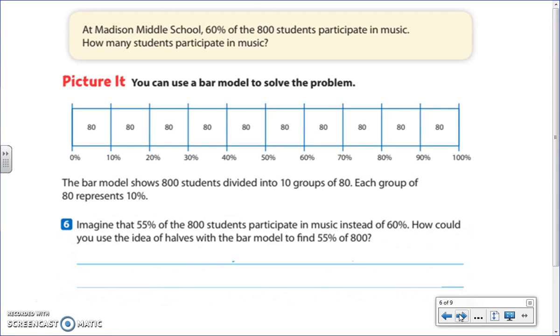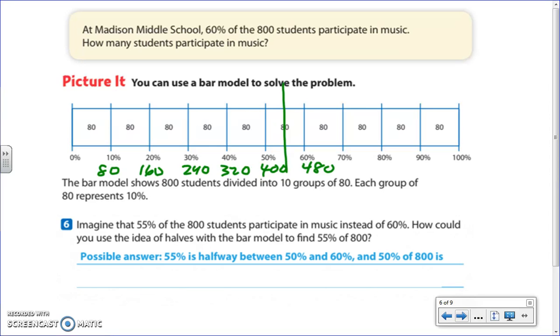Imagine that 55% of the 800 students participate in music instead of 60%. How can you use your idea of halves with the bar model to find 55% of 800? So I know that each of these is 80, and so I think I wrote this down earlier, 80, 160, 240. So you should have this on your paper already. There's 480. I know that 55% is exactly between 50% and 60%. So I need the number that's exactly between 400 and 480. Since there's a span of 80 numbers there, I know that 40 above 400 and 40 less than 480 will be right in the middle. So I know that 440 will be 55% of 800.